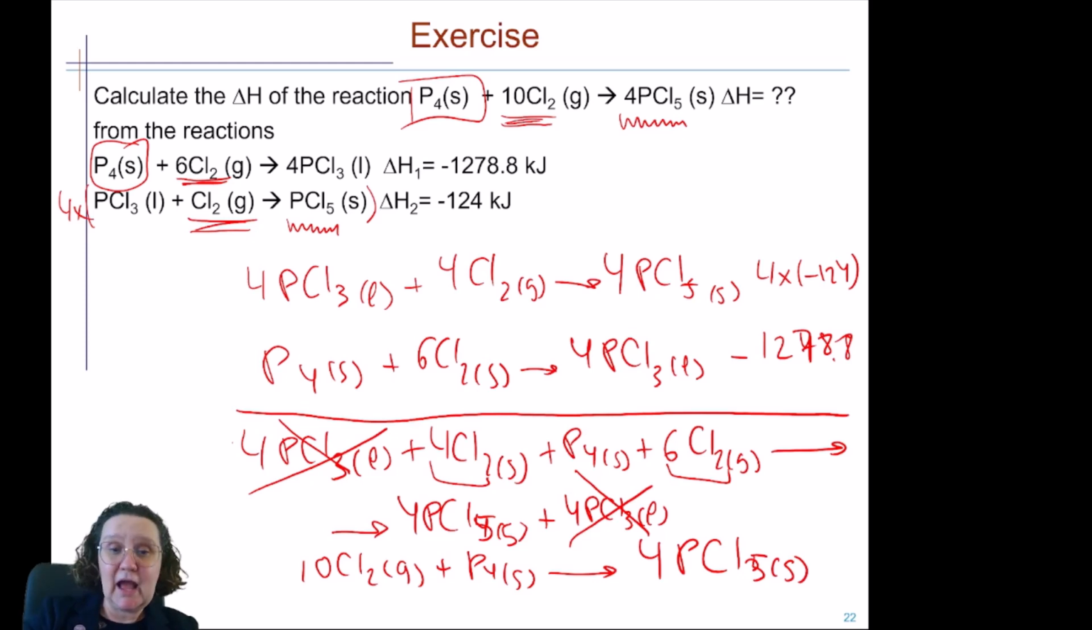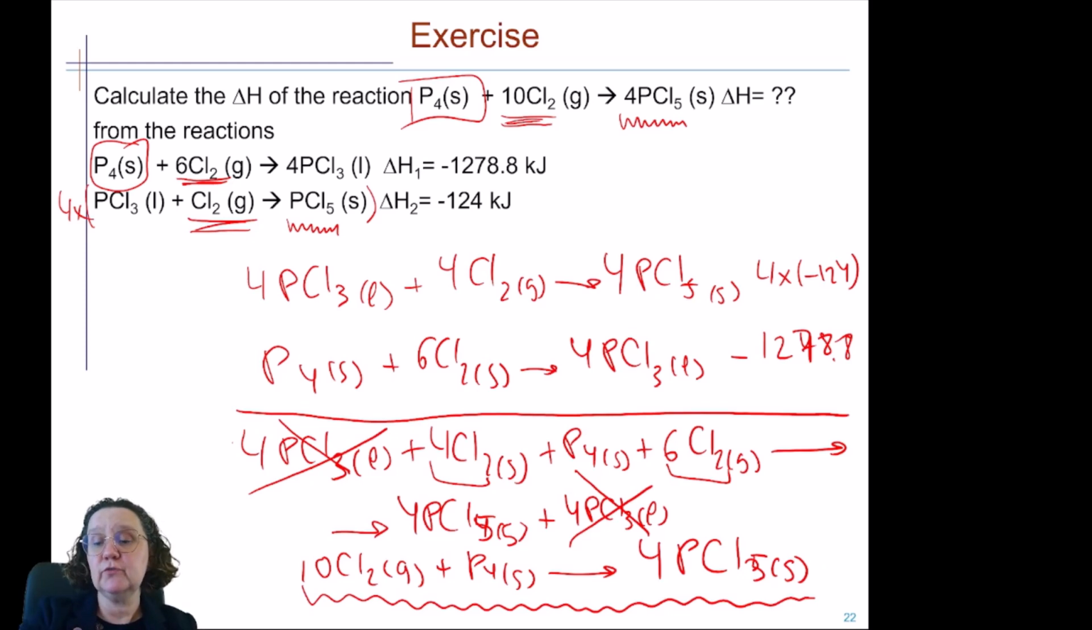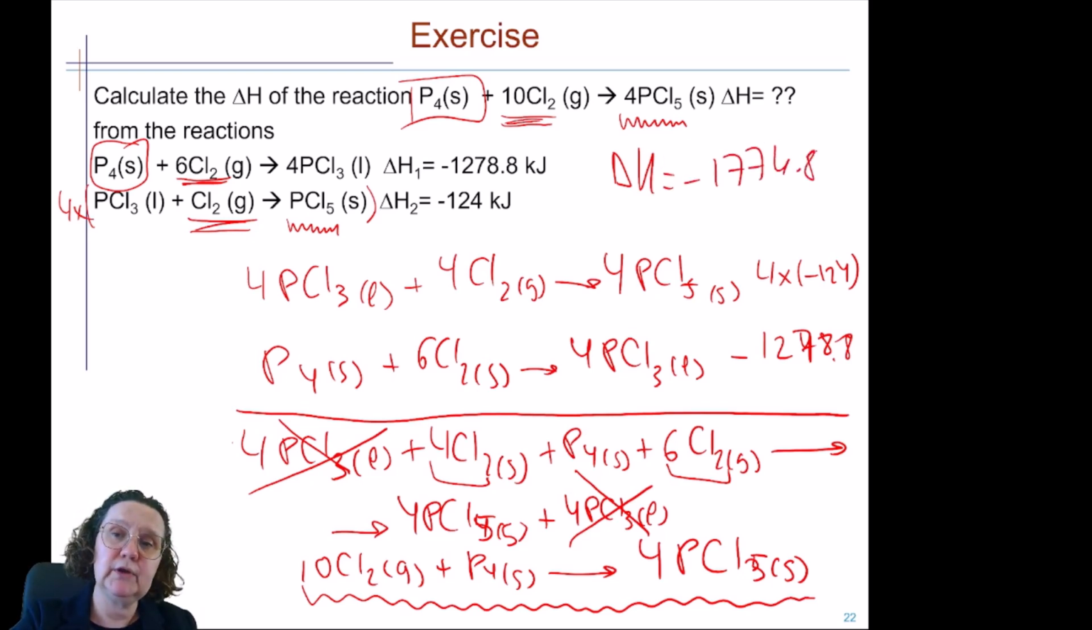So I have successfully achieved the target equation, and I just need to do the calculations with the enthalpies. Minus 124 times 4, minus 1278.8, and assuming my maths have not failed me, the enthalpy of the reaction is minus 1774.8 kilojoules.